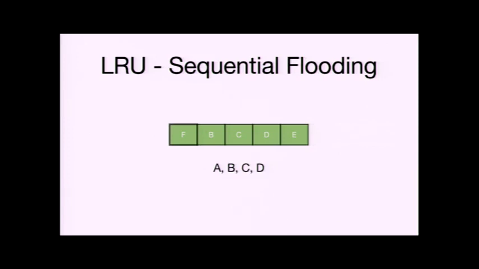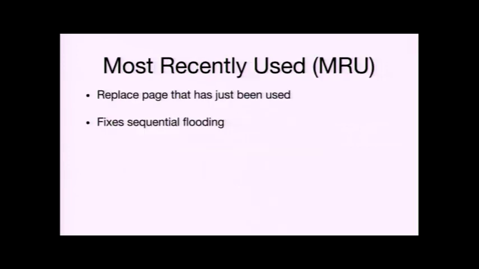So you can see A will then replace B, and C will replace B will replace C, C will replace D, and D will replace E. So now every page request has resulted in a cache miss. So that's the thing to note when you're looking at LRU. But MRU, which is basically the opposite, so now instead of replacing the page that was least recently used, we'll replace the page that is most recently used. So this fixes sequential flooding.